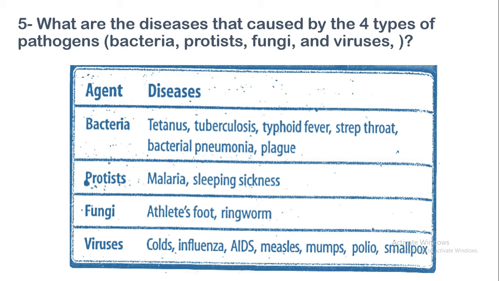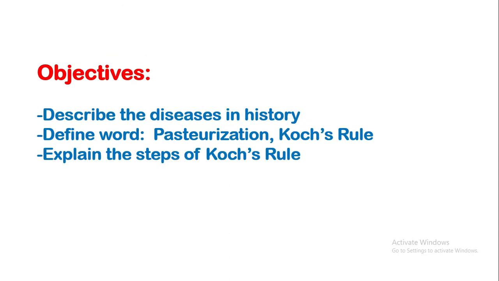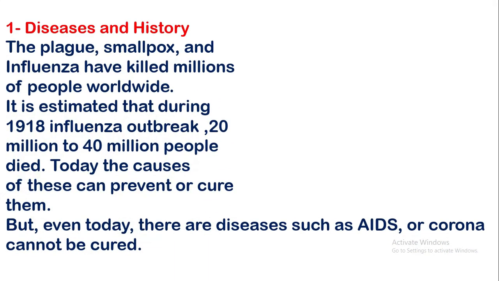So today we start a new lesson, in section 3 of chapter 3, the same as the last lesson. Section 3, infectious disease. Before we study, we need to know our objective of this lesson: you can describe the disease in history, you can define the words pasteurization and Koch's rules, and you can also explain the steps of Koch's rules. Let me move to another slide about disease in history.